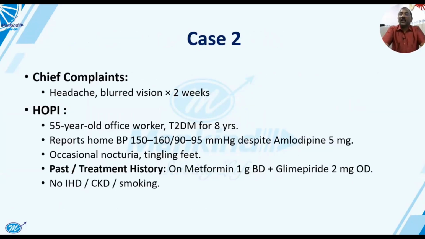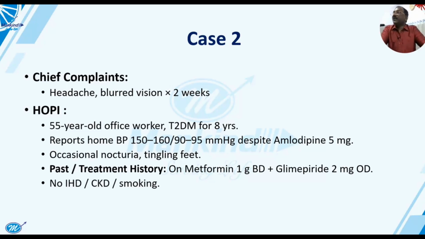Next case: headache, blurring of vision, 2 weeks. A 55-year-old office worker, type 2 diabetes for 8 years. Blood pressure 150/90 despite amlodipine 5 milligrams. Occasional nocturia, tingling of the feet. Metformin 1 gram BD, glimepiride 2 milligrams OD. No history of ischemic heart disease, CKD, non-smoker. What is the working diagnosis?